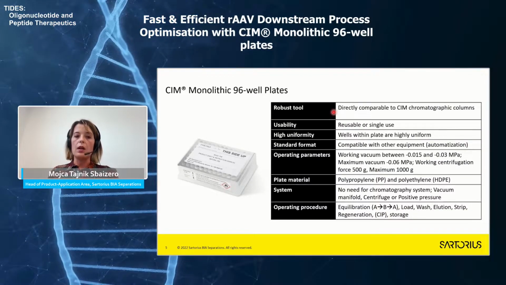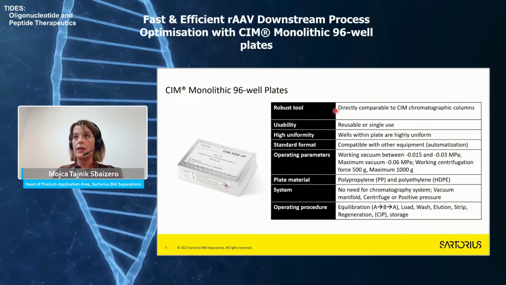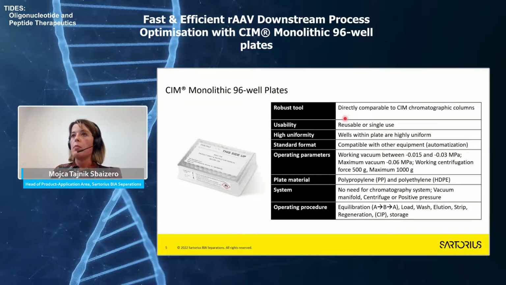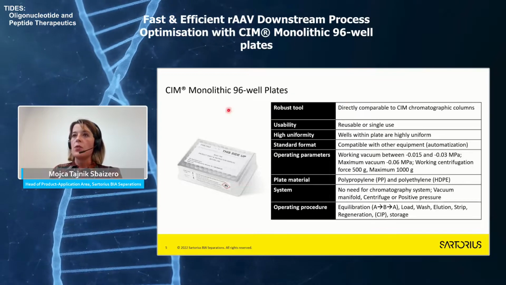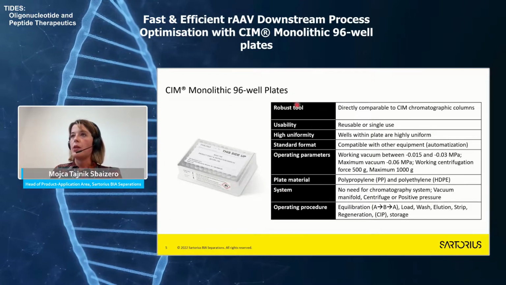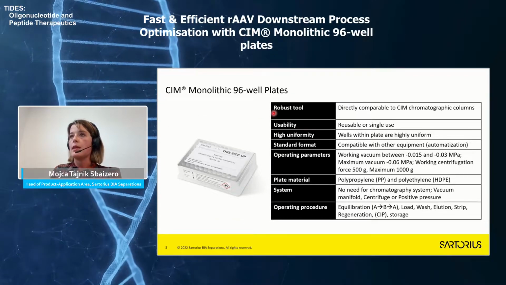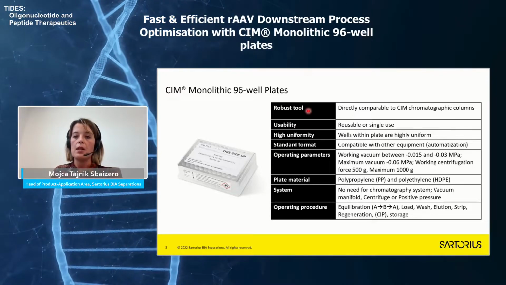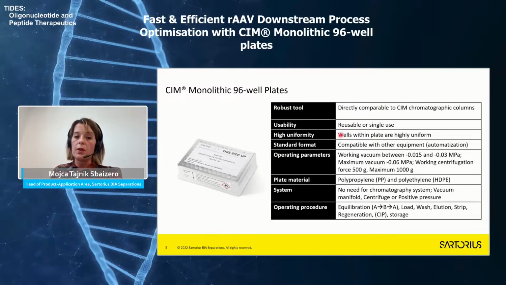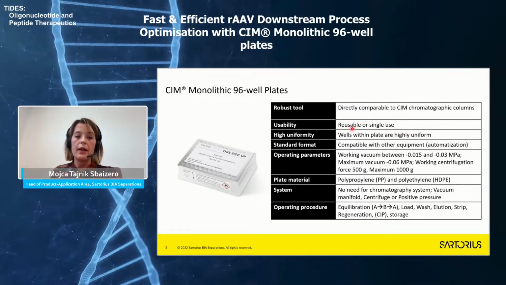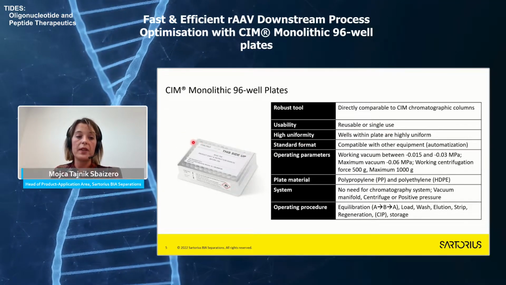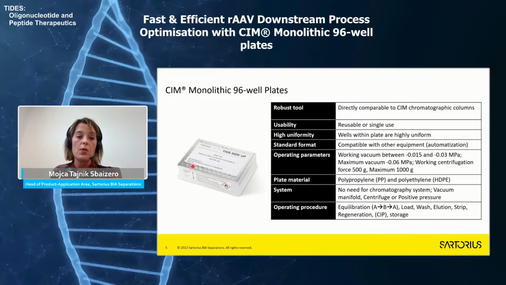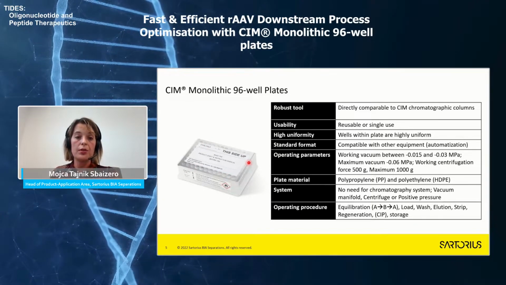Yeah, so CIM Monolithic 96 well plates, we will talk more about today. So here is the picture of them. They are very robust. As I said, it is the same material as used for the large chromatography column. They are reusable or single use. They have very high uniformity between the wells, so all the wells are very similar to each other.